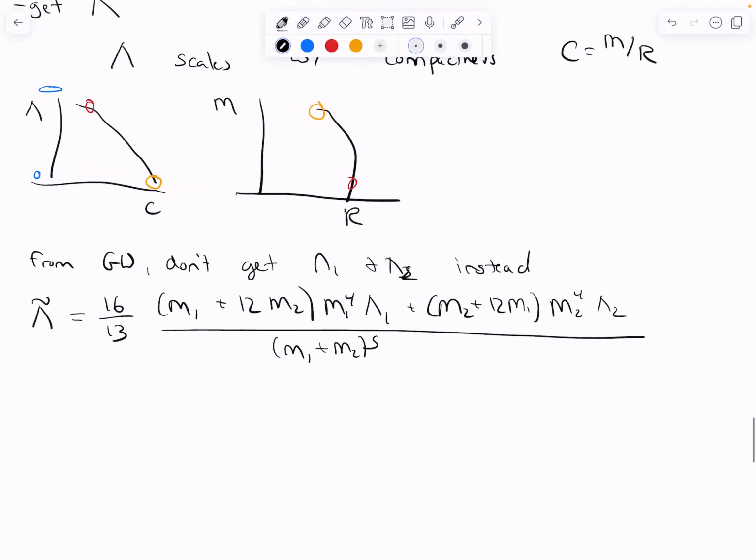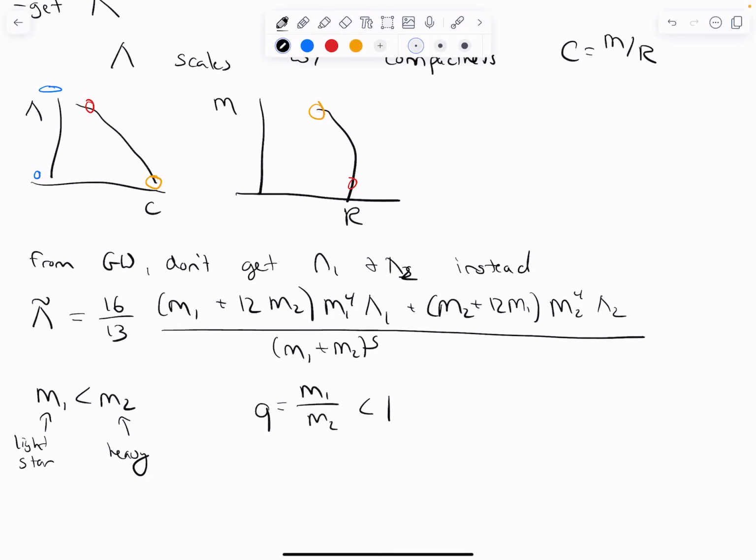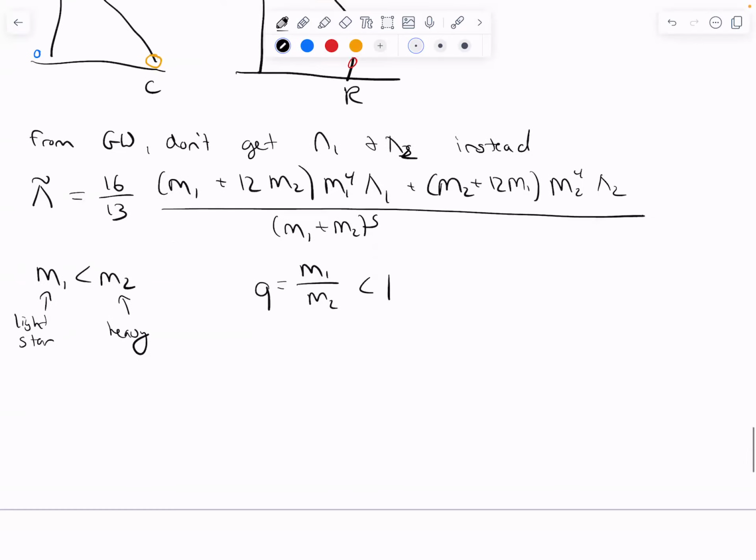Well, first of all, let's discuss what M1 and M2 are. They always have this constraint that M1 is less than M2. So M1 is my light star, and M2 is my heavy one. And so that means that I can define some ratio, M1 over M2, and this always has to be less than 1. So you might see this Q occasionally if you look at LIGO papers.